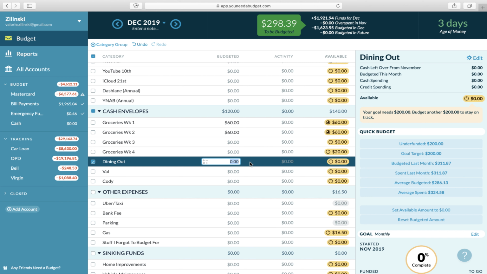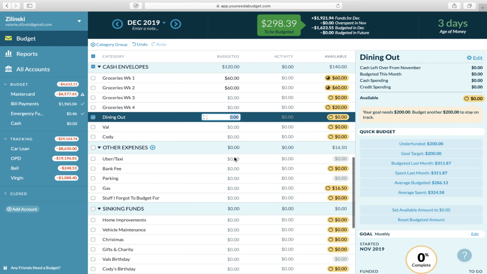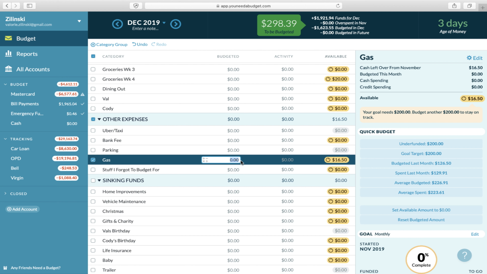Dining out. I'm going to try and not do any dining out at all. I can probably not do dining out. And then gas. How much do we have left in our gas tank? Do you remember? Shade under half. Okay, and we still have $16, so we're probably going to want to fill up again before Cody leaves.